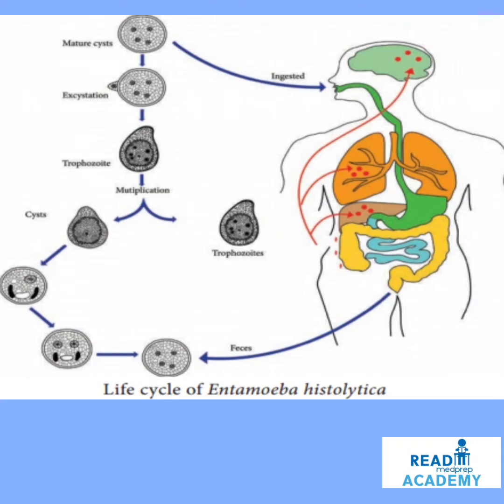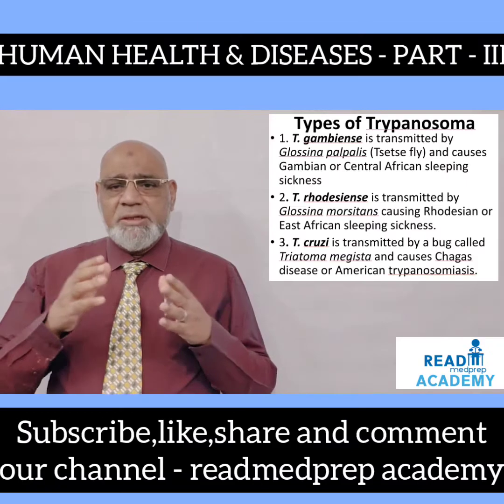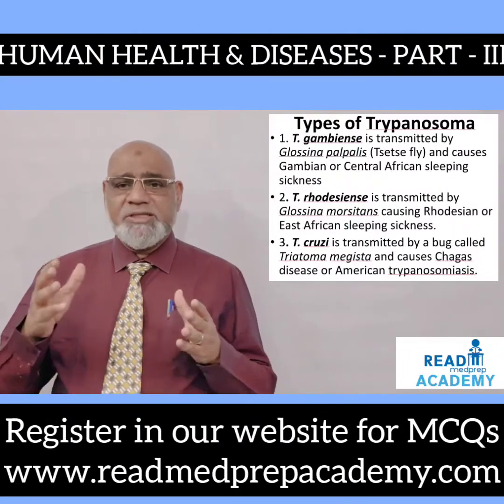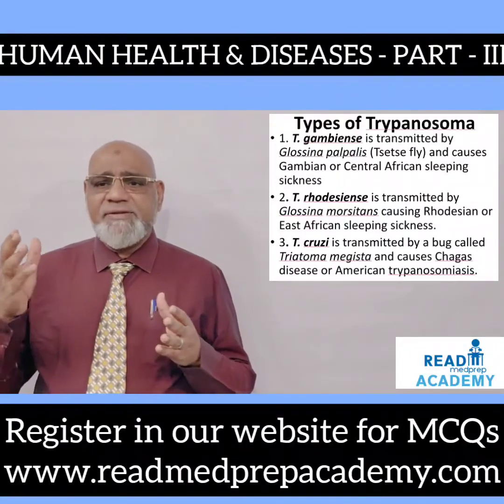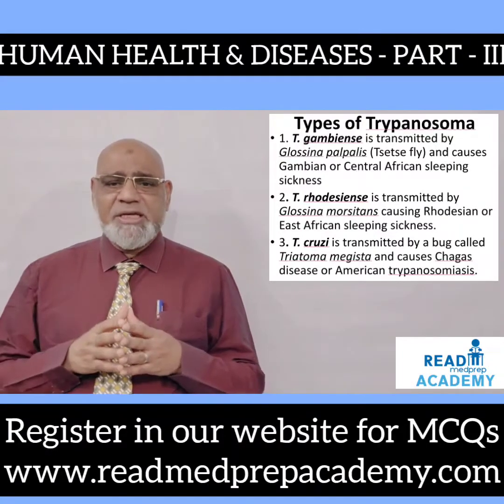Trypanosomiasis, called African sleeping sickness, is caused by Trypanosoma species. Trypanosoma is generally transmitted by the blood-sucking tsetse flies, whose image is given below, and there are 3 species of Trypanosoma causing sleeping sickness in man. Types of Trypanosoma: Trypanosoma gambiense is transmitted by Glossina palpalis, otherwise called the tsetse fly, and causes Gambian or Central African sleeping sickness.